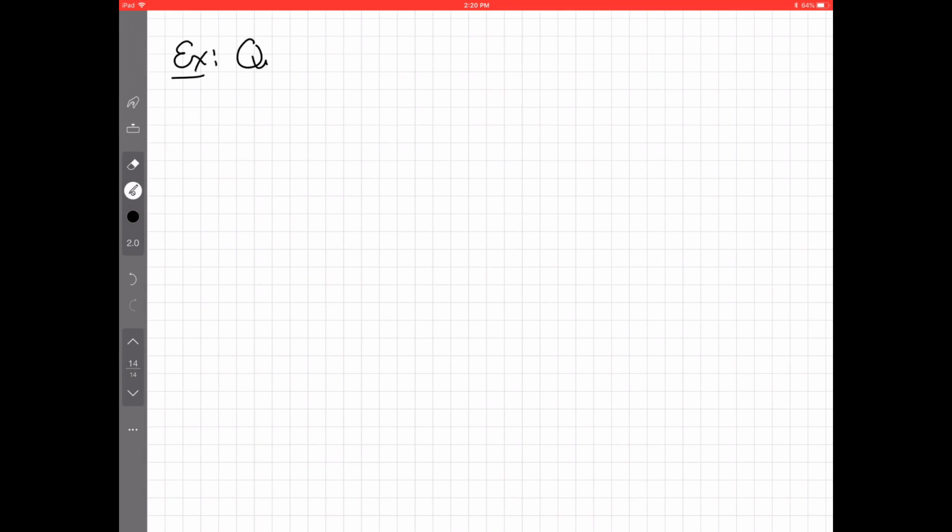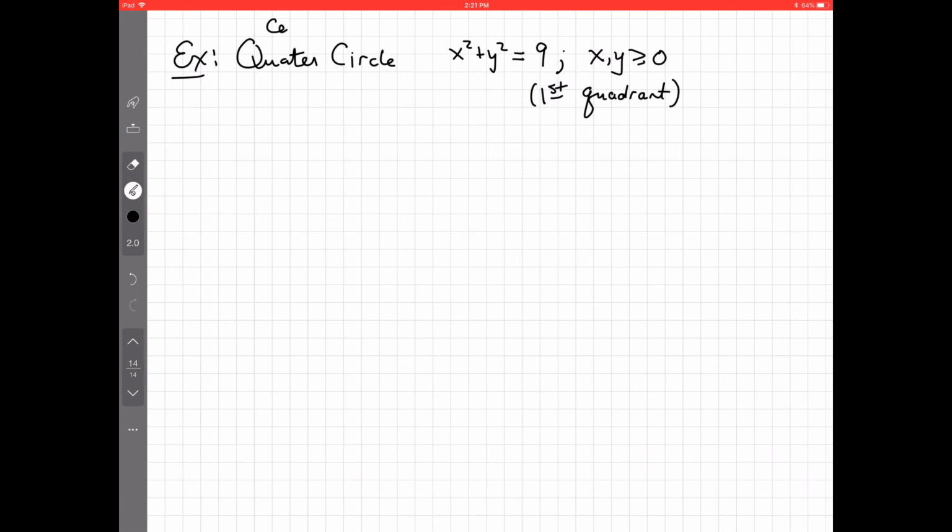Let's do a quarter circle. Okay, so this time I want x squared plus y squared equals 9. We'll use the same circle, but let's make sure that x and y are both non-negative. This is the part in the first quadrant. Okay, and so again we're finding a centroid, and that means we have constant density.